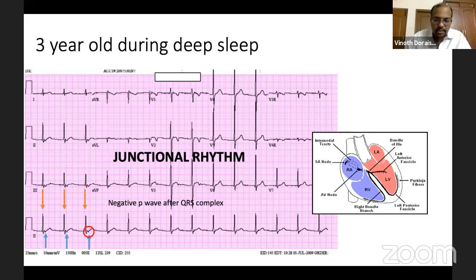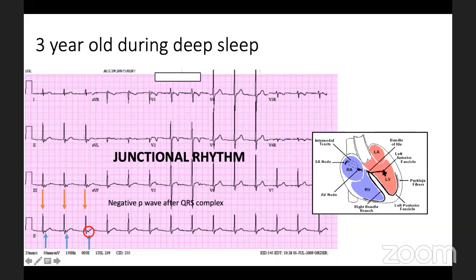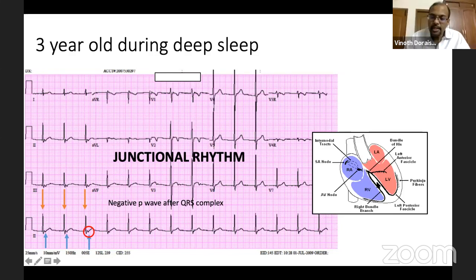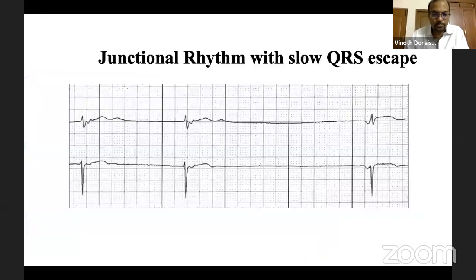So if the QRS is narrow, we know that the ventricle is being depolarized by the normal conduction system. Okay, and we see a P wave after each QRS complex. That is because from the AV node, the depolarization is also going down to the ventricle. It is going retrograde to the atrium and getting depolarized just after each QRS complex. So this is a junctional rhythm with a retrograde P wave, ventricular atrial association. So there is some association.